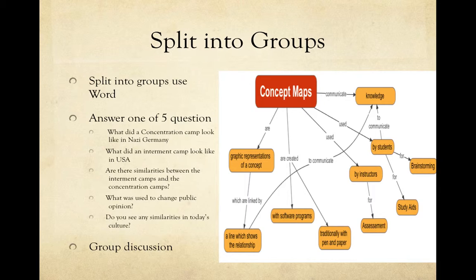So the 5 questions are, what did a concentration camp look like in Nazi Germany? What did an internment camp look like in the USA? What are the similarities between the internment camps and concentration camps? What was used to change public opinion? And do you see any similarities in today's culture? So do you see any oppression of a specific race in today's culture?